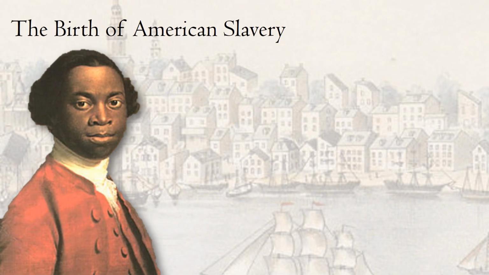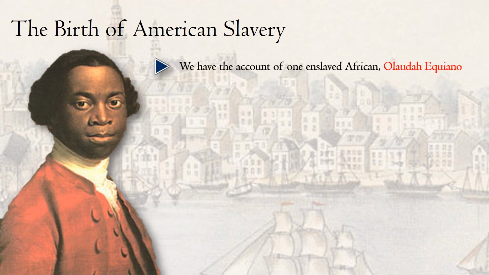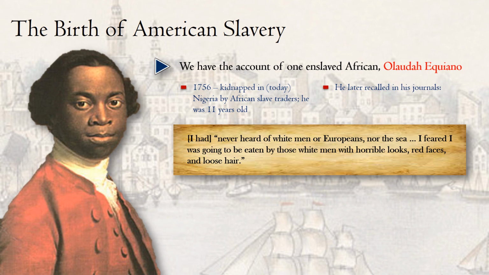We have the account of one of these folks who survived the transport. He was an enslaved African named Olaudah Equiano, and Equiano was captured in what is today Nigeria in 1756 by African slave traders, and he was just 11 years old. He later recalls in his journals, "I had never heard of white men or Europeans, nor the sea. I feared I was going to be eaten by those white men with horrible looks, red faces, and loose hair."